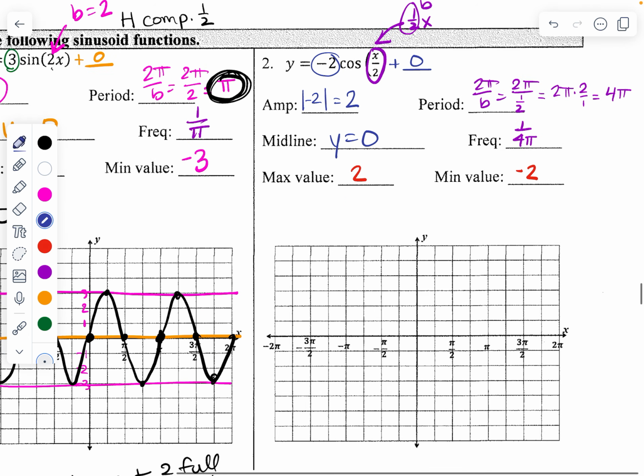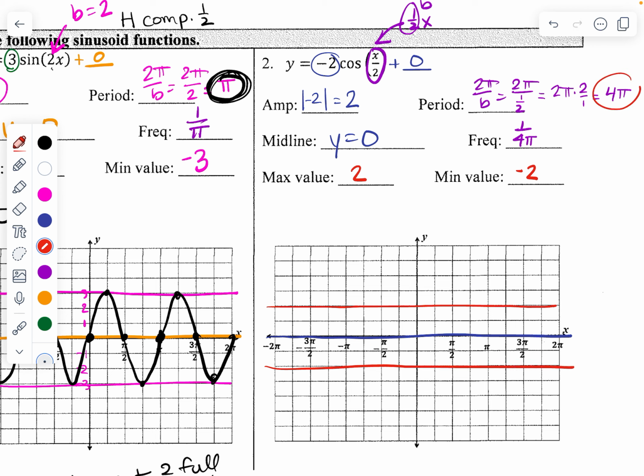So if I look here, my midline's at 0, and my maximum will be at 2, and my minimum will be at -2. This is just giving me a boundary so that I don't draw my graphs outside of my boundaries. The other thing here is I have to remember the period is 4 pi, which typically it's 2 pi. So if cosine typically looks like this, okay, this is a typical cosine where we start at the maximum value and it ends at 2 pi.